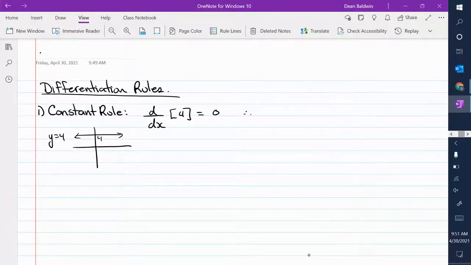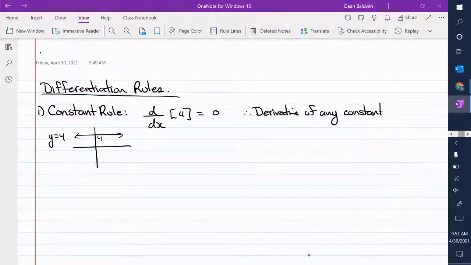So the derivative of any constant equals 0. 10, 50, 100, negative 4,000, whatever. If it's a constant number, its derivative is 0.